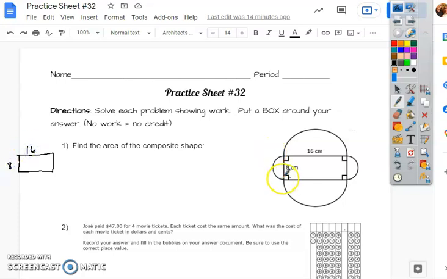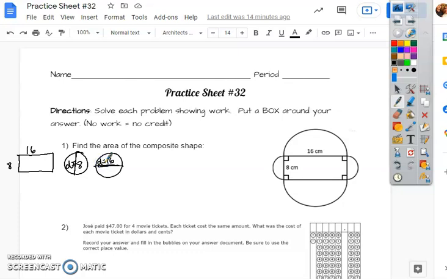Then I see 2 halves of a small circle. And that's 8 for that length. And then I see 2 halves of a large circle. And that is 16. Okay. So what is this? What do we call 8? Hopefully you know that's diameter. So go on and label that. And this is also diameter.